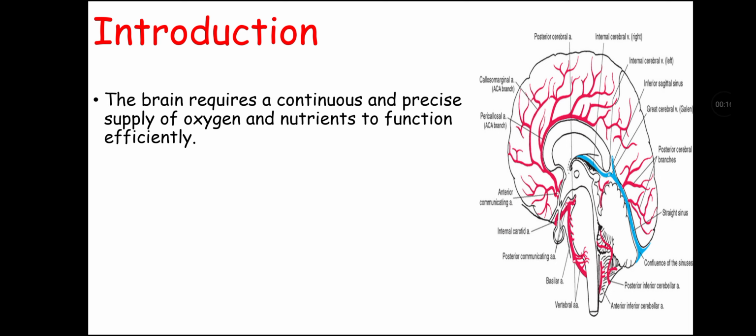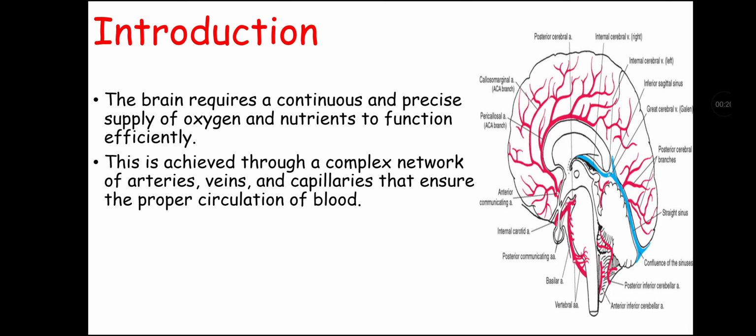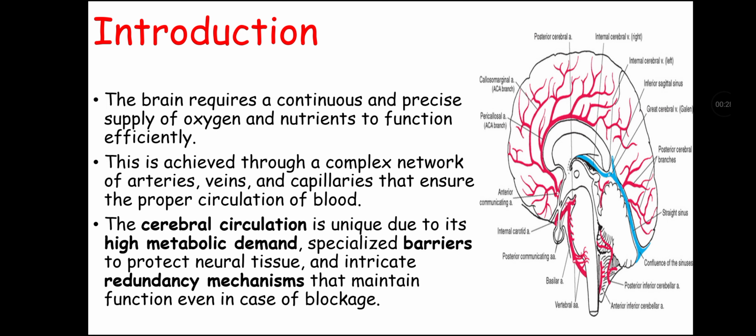Brain requires a continuous and precise supply of oxygen and nutrients to function efficiently. This is achieved through a complex network of arteries, veins and capillaries that ensure the proper circulation of blood. The cerebral circulation is unique due to its high metabolic demand, specialized barrier to protect neural tissue, and intricate redundancy mechanism that maintain function even in the case of blockage.